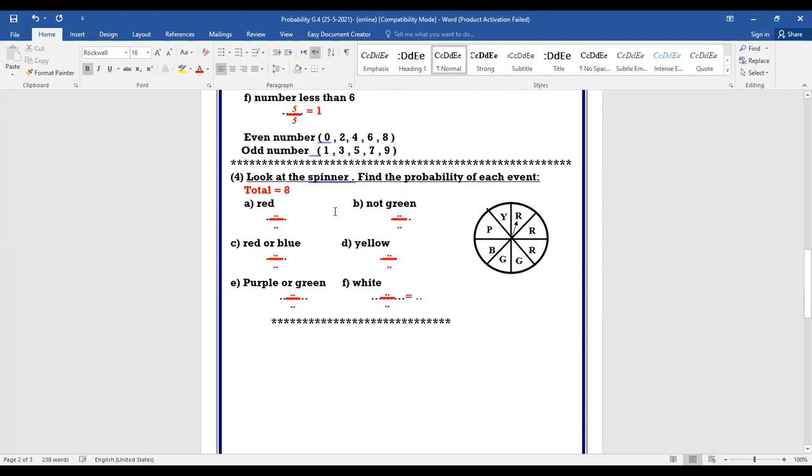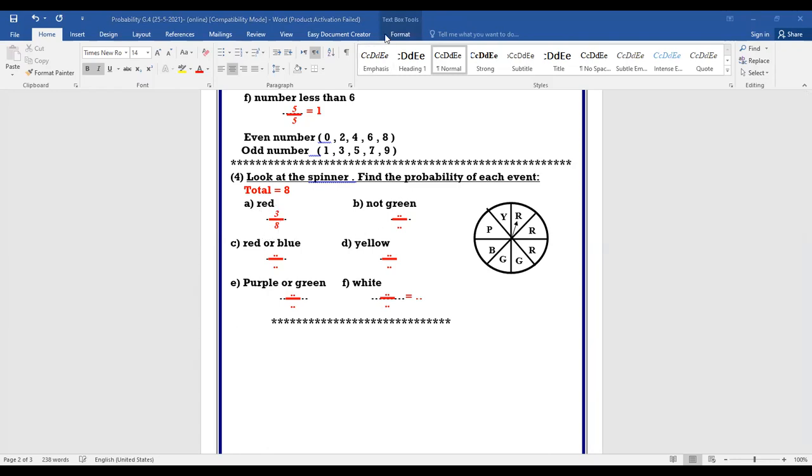Wahba, how many red parts in this spinner? We have 3 red: 1, 2, 3. It will be 3 out of 8, over the total number. Thank you, Wahba.